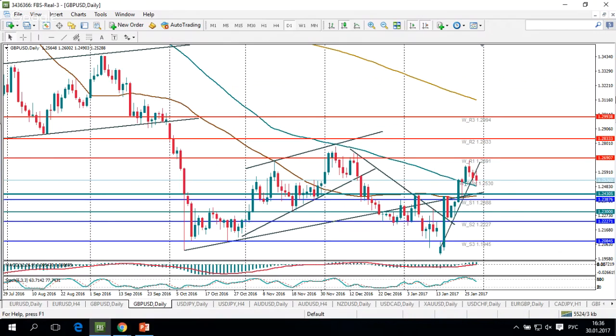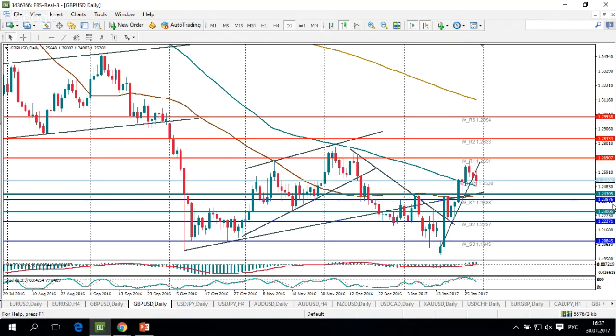And unless the British pound remains below resistance in the area of 1.2690, the British economic data will become worse, and I think the Bank of England doesn't want that. So our main scenario is that the British pound will try to test the 1.2430, 1.2415 area, and probably get lower to 1.23.